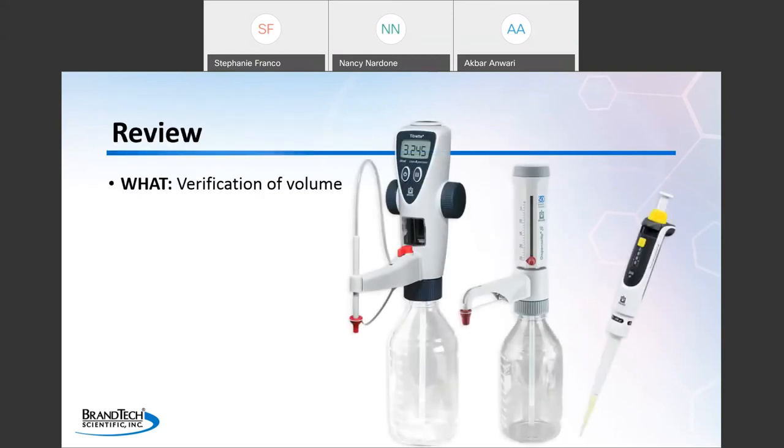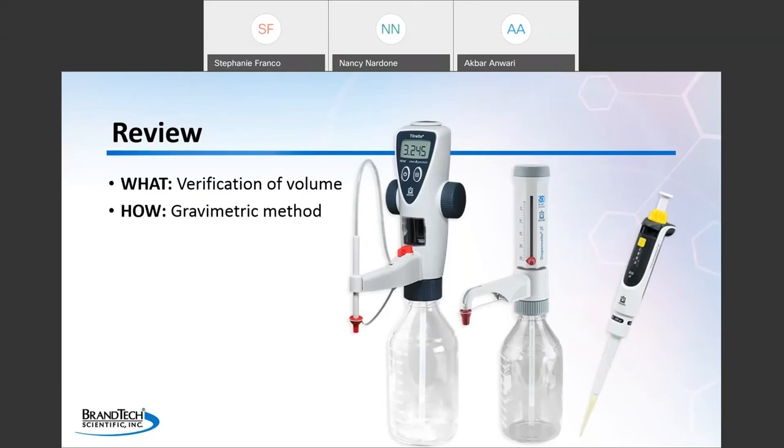So, to review, calibration simply means verifying the volume an instrument is dispensing or pipetting by taking a series of measurements. The standards for piston-operated liquid handling instruments are described in ISO 8655, and Section 6 of ISO 8655 describes the gravimetric method for calibration. To properly perform the gravimetric method requires at a minimum a thermometer to record the temperature, distilled or deionized water, a balance with the appropriate resolution, and a weighing vessel.